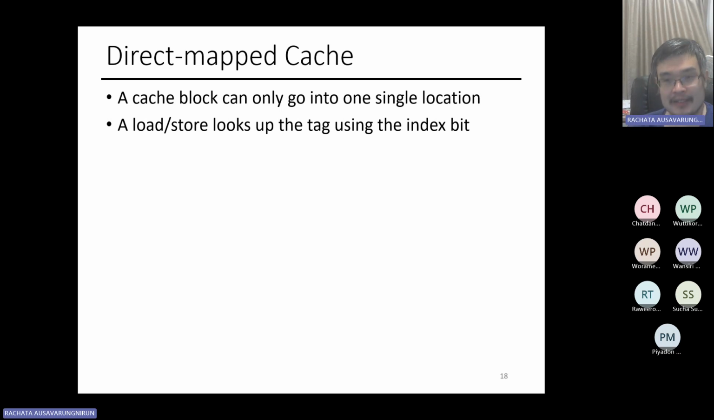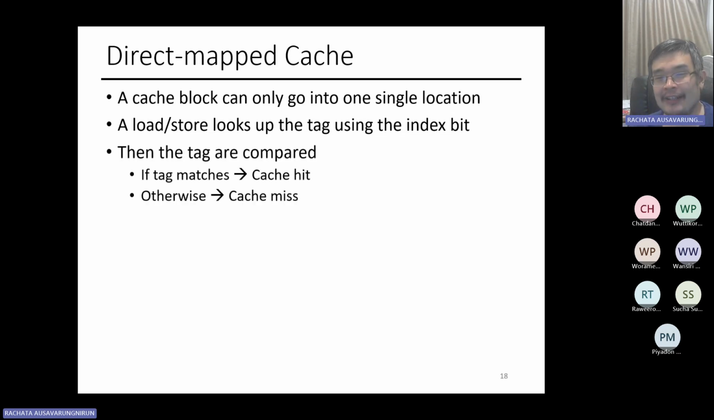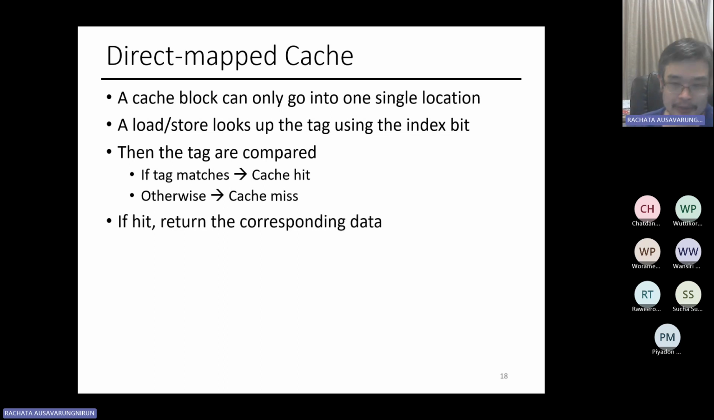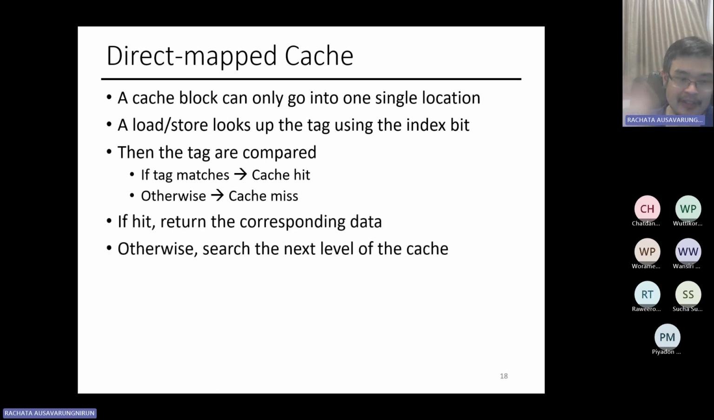Basically, what I mean by this is there's one block per set. For the entire cache, each set only contains one cache block. If you go to the set and something is there, and if the tag matches, that's yours, it's a cache hit. Otherwise, it's a cache miss. If it's a hit, you return the data. Otherwise, you go to the next level of the cache.